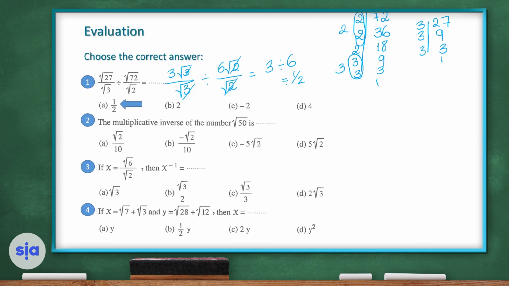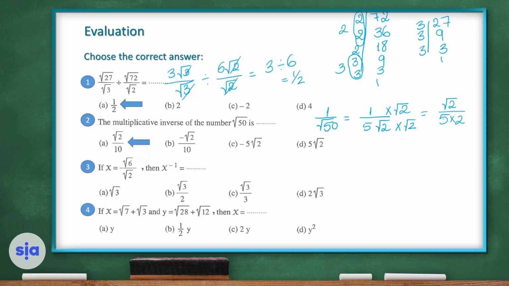Question 2, what is the multiplicative inverse of the number square root of 50? Multiplicative inverse means that we flip this number or we get its reciprocal. So it's 1 over square root of 50. If you simplify root 50, it will be 5 square root of 2. To rationalize the denominator, we multiply up and down by root 2. So it will be square root of 2 over 5 times 2. Then the right answer here is square root of 2 over 10. So the correct choice is choice A.